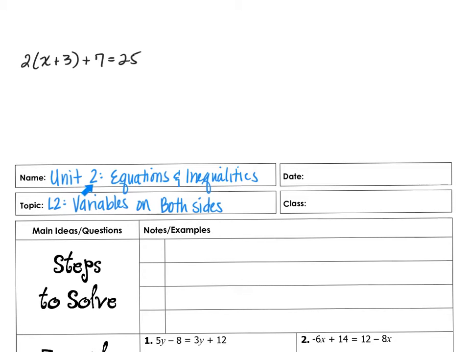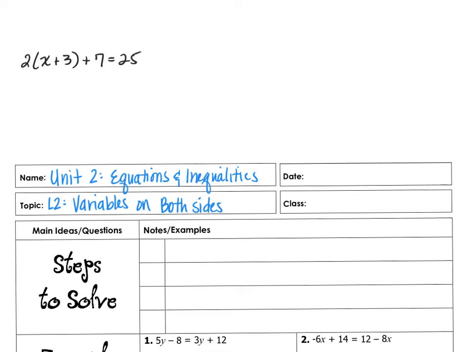Welcome to Unit 2, Equations and Inequalities, Lesson 2, where we're talking about variables on both sides, or equations with the variables on both sides. In multi-step equations, we learned how to work with equations that had either distributive property or combining like terms, but mainly the simplification was going on one side of the equation, either the left side or the right side, but you were really only simplifying one side.